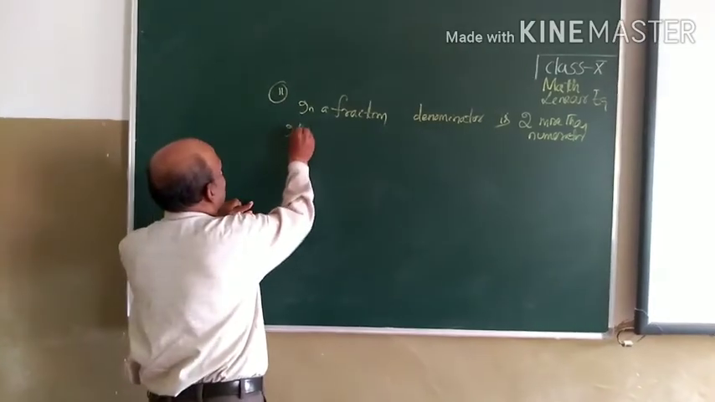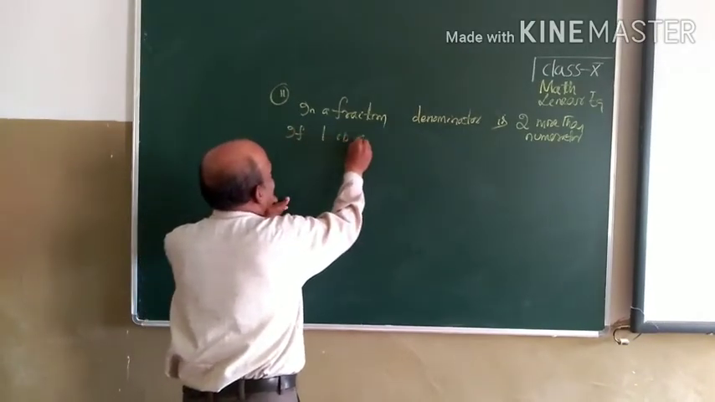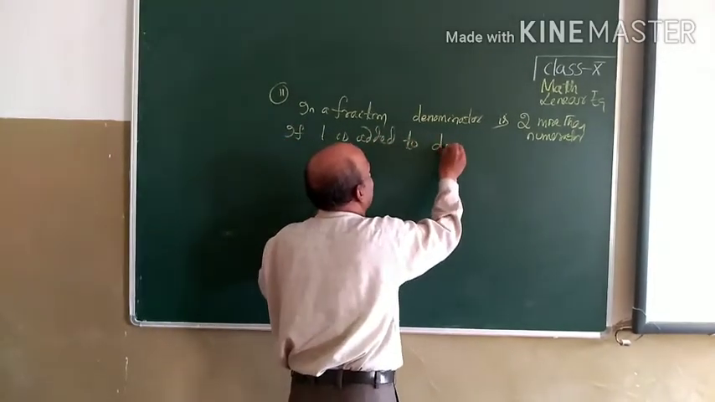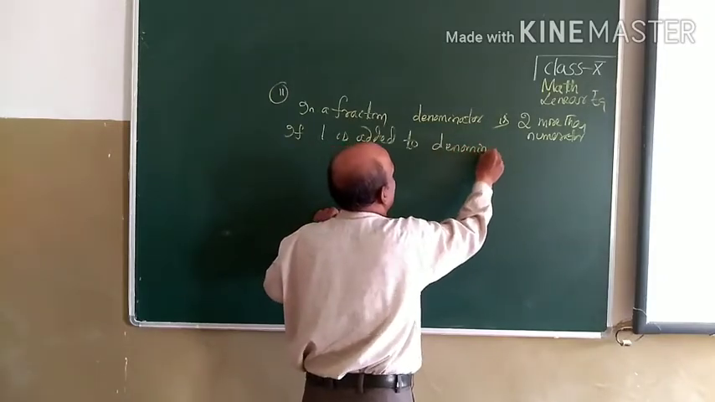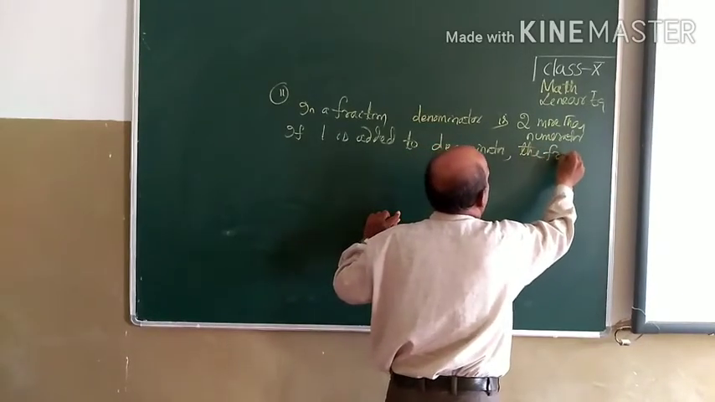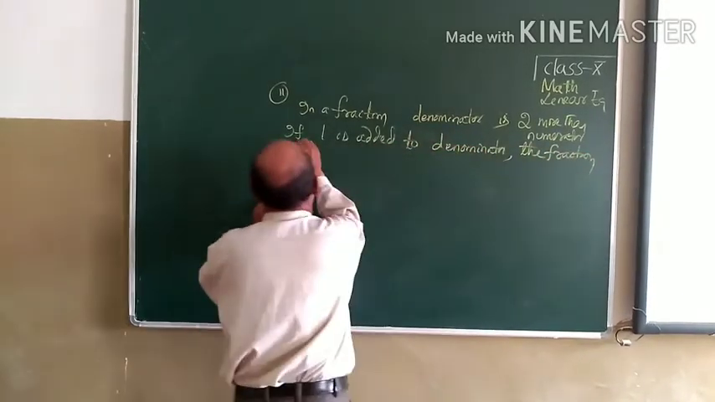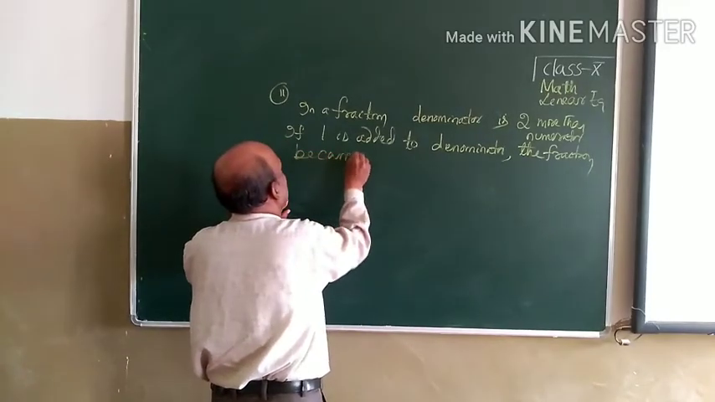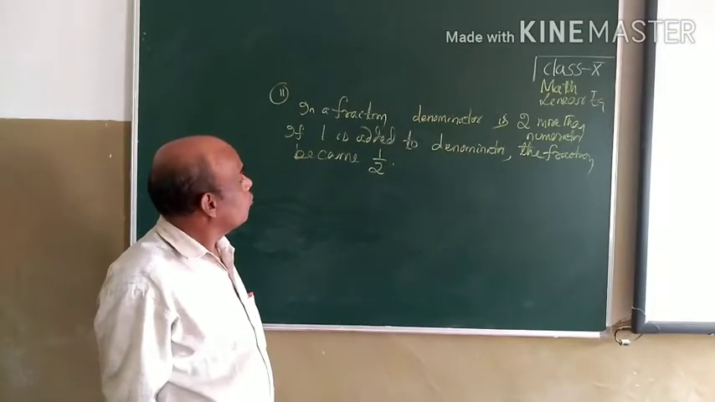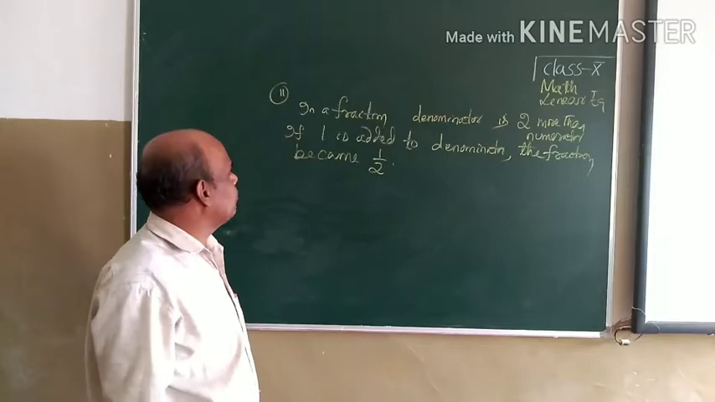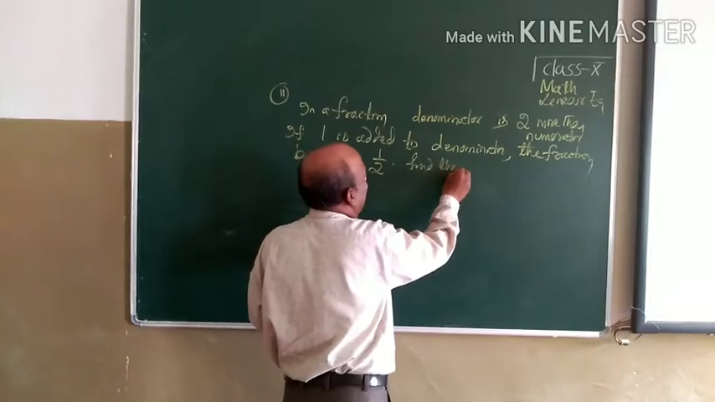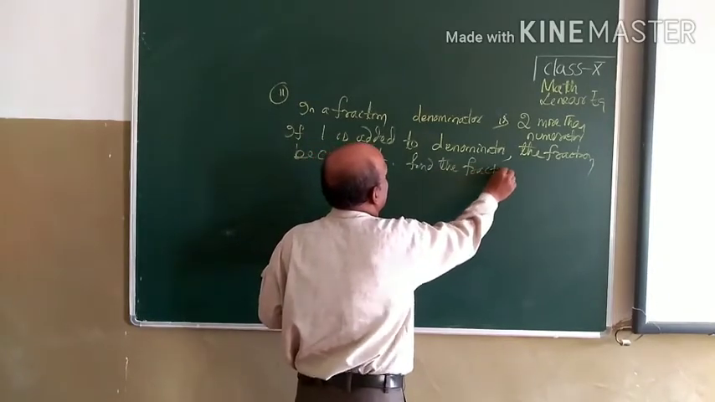If 1 is added to the denominator, the fraction becomes 1 by 2. Find the fraction. So this is the question.